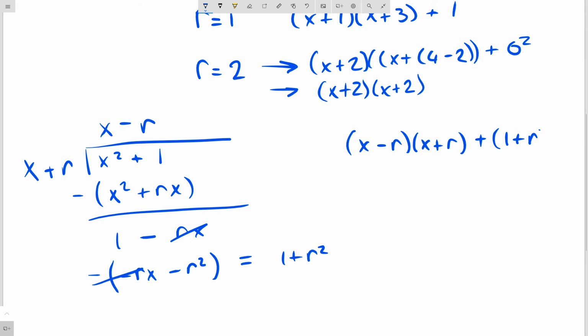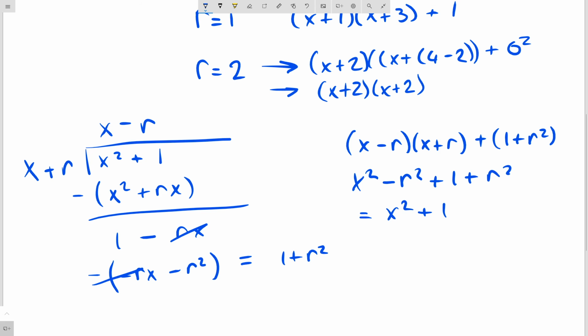But we also add 1 plus r squared. And of course, we can expand this to essentially verify that that is true, which it will be. Let's do it. So x squared minus r squared, because we have the difference between two squares, and plus 1 plus r squared, which is equal to x squared plus 1.